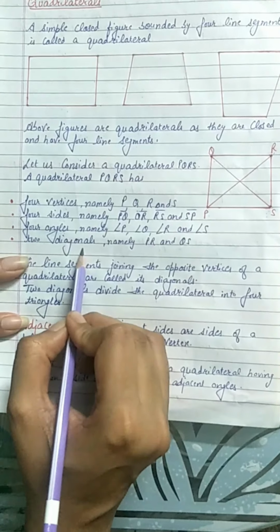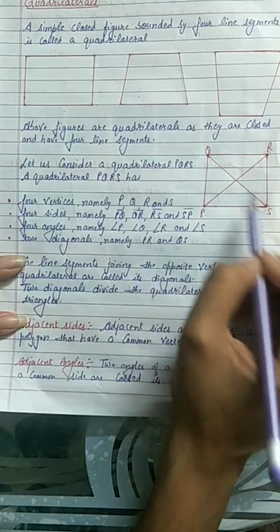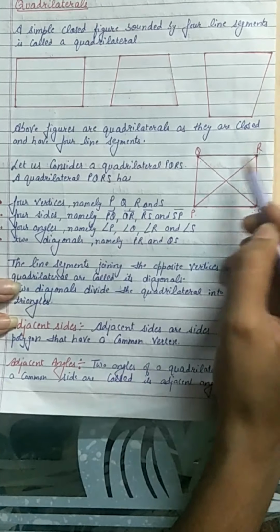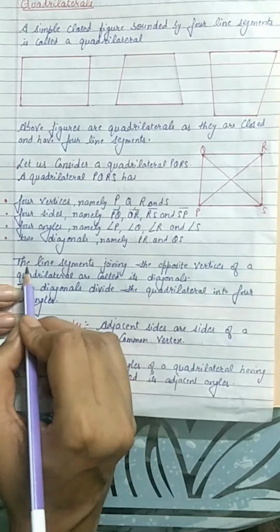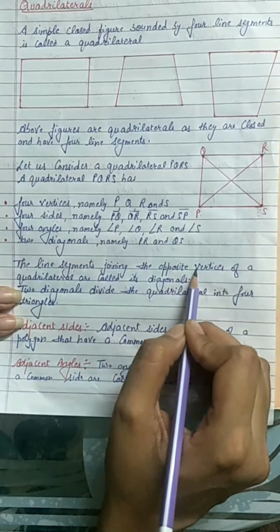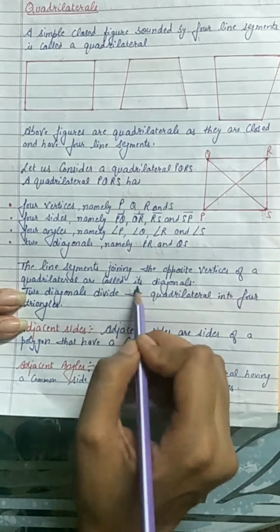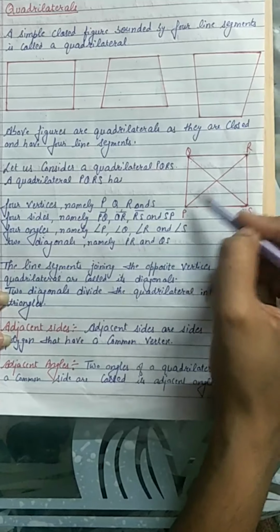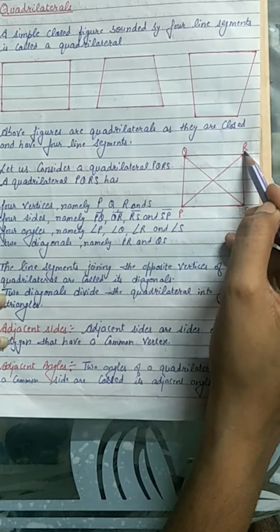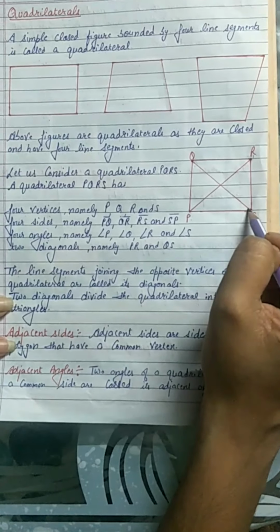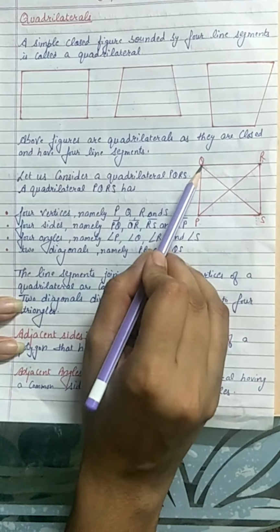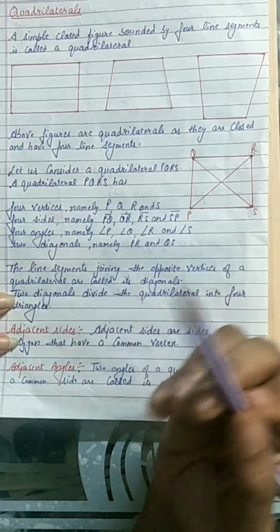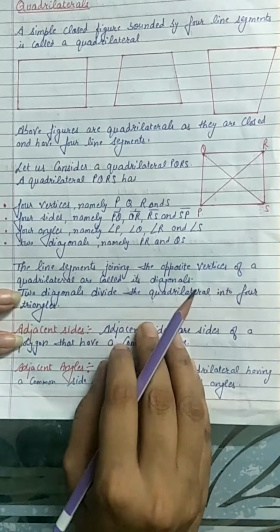Next, 2 diagonals. There are 2 diagonals in this quadrilateral, that is PR and QS. What are diagonals? A line segment joining the opposite vertices of a quadrilateral is called a diagonal. So when we join the opposite vertices of any polygon, we get the diagonals of that polygon.